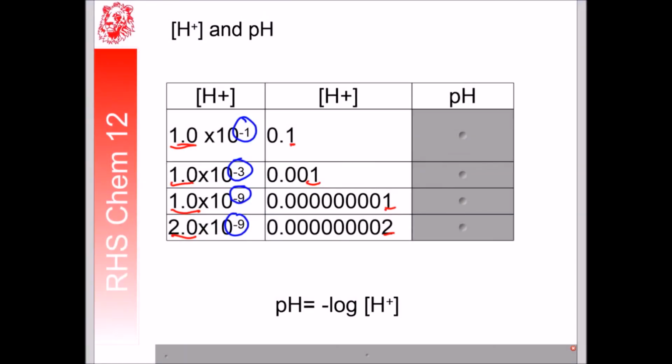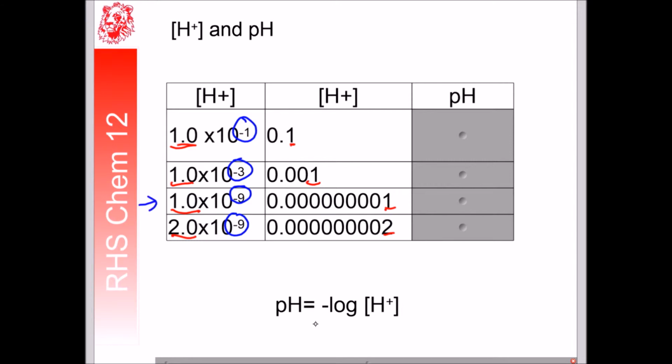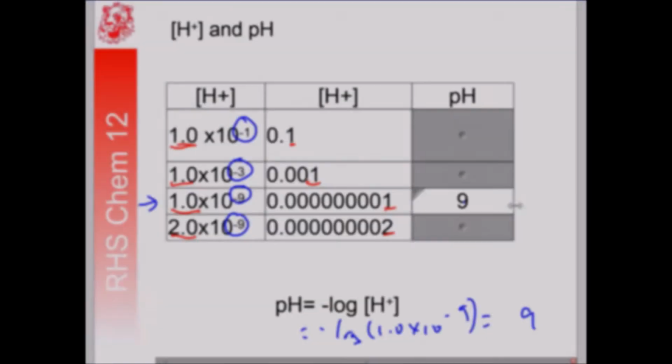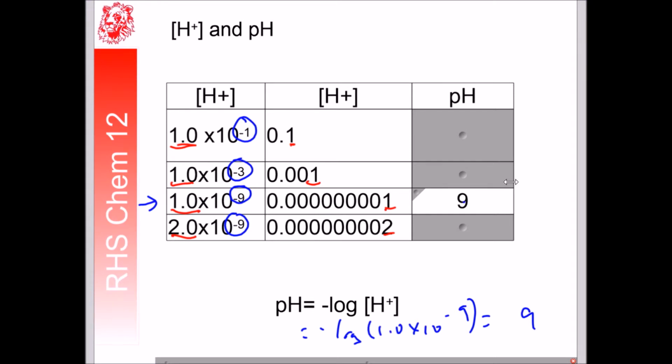If we run this through our equation, let's pick on this guy right here. We would have the negative log of 1.0 times 10 to the minus 9, and then the log of that would be negative 9, and then the negative in front of that. What this says is the concentration of H plus really is a 1 with 9 zeros in front of it. We get a pH of 9.